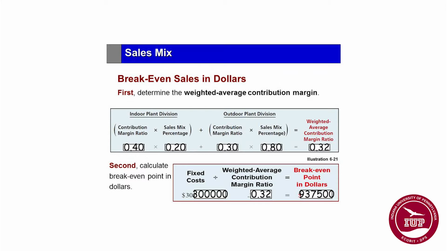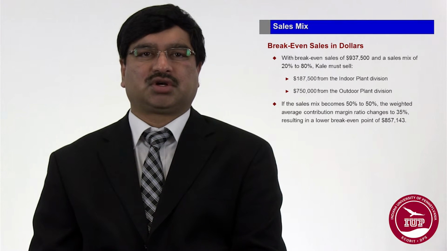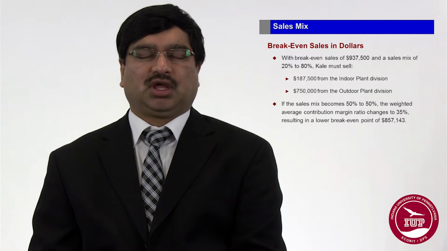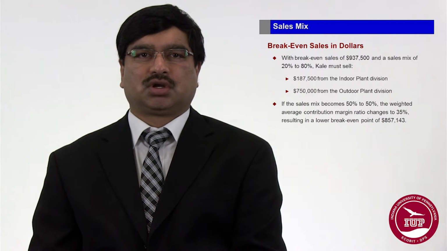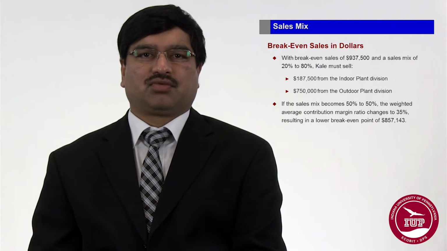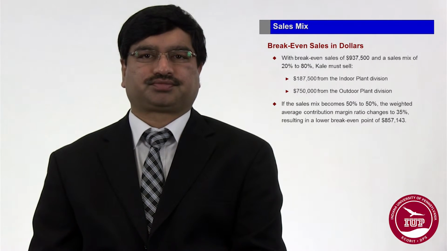Now, this $937,500 will be broken down into 20% and 80%, which was the original sales mix. So if we are to break it down, 20% of 937,500 is $187,500 and $750,000 for the outdoor plant. So this is how you can compute the break-even sales in dollars for a given sales mix.